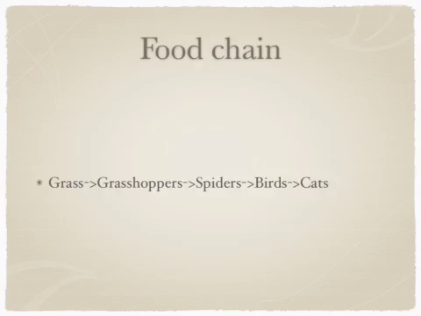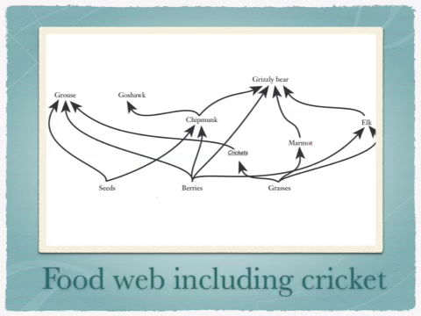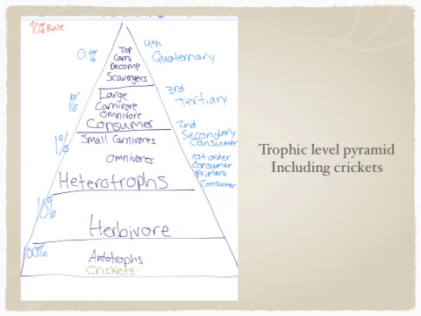Grasshoppers, spiders, birds, and cats are in the autotrophs level, which are primary consumers. Are crickets organisms? Crickets are autotrophs.